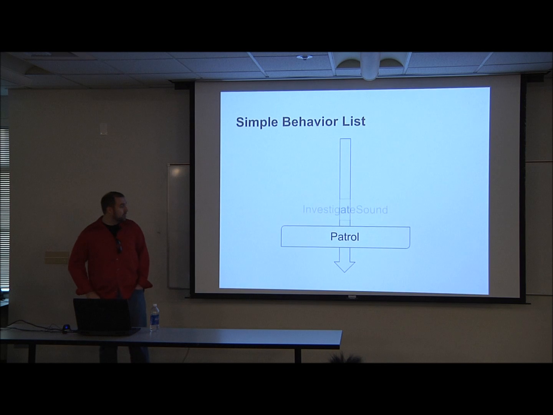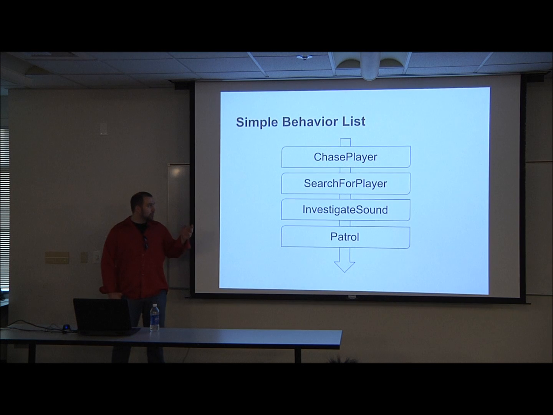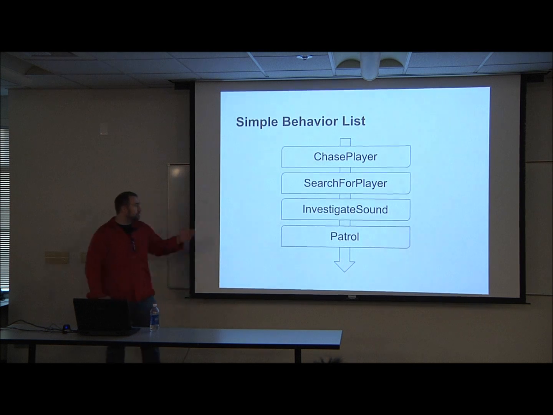All right, so we've got here a simplified version of what we did in Subsonic and Sonar. At the top of the action list are the higher priority actions. At the bottom of the list are the lower priority actions. So at the very bottom is patrol, and above that is investigate sound, search player. When the action list runs every frame, it's going to start at the top, and it's going to check chase player.